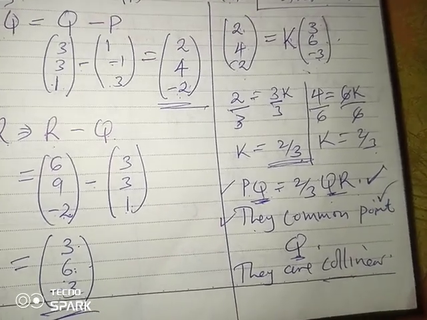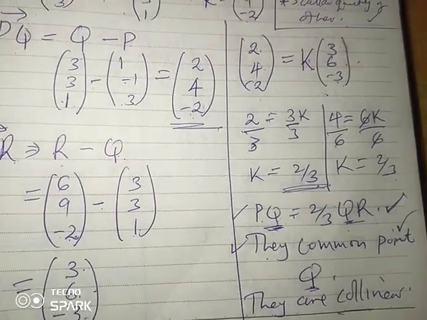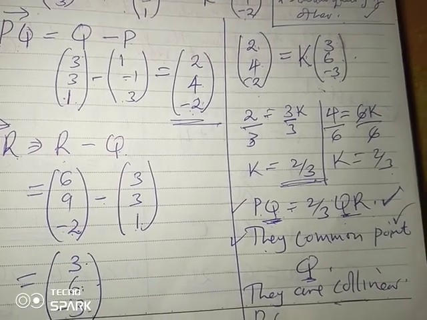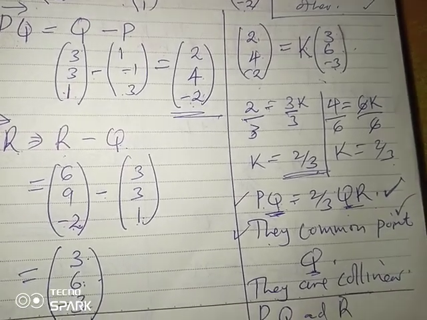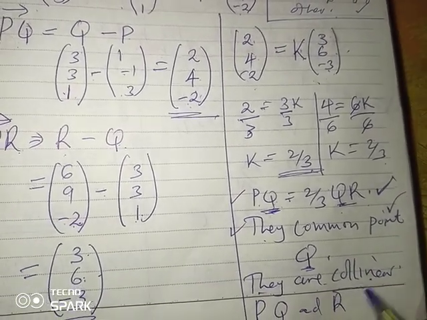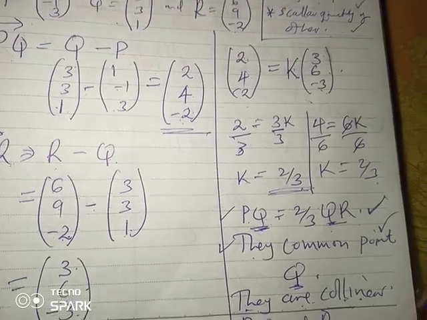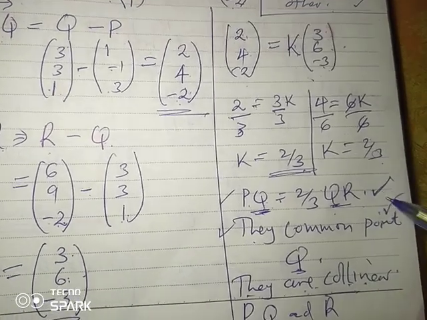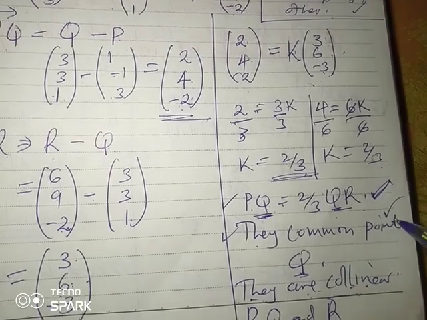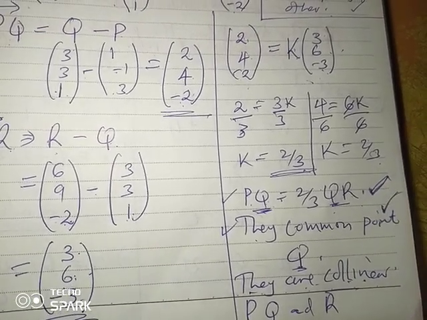So what do we say? We therefore conclude that points P, Q, and R are collinear. They are collinear because the two laws have been satisfied: one is a scalar multiple of the other, and they have a common point Q.